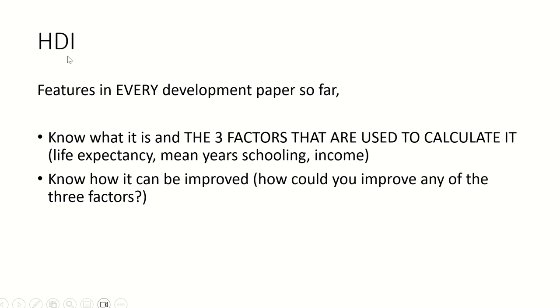Now, how we can improve HDI is really important. How do you improve life expectancy? You build more hospitals, employ more doctors. How do you improve mean years of schooling? You build more schools, employ more teachers, or make it compulsory, like you guys, to be in school up to the age of 18. Or how do you improve income? Increase minimum wage. That's simple. If you can do those things, you will improve your Human Development Index score.